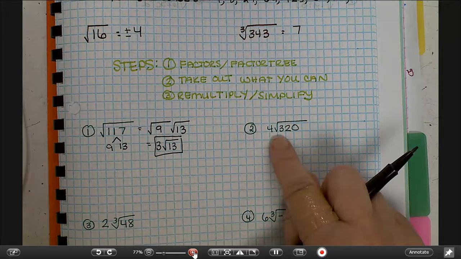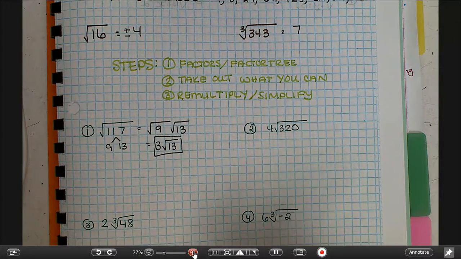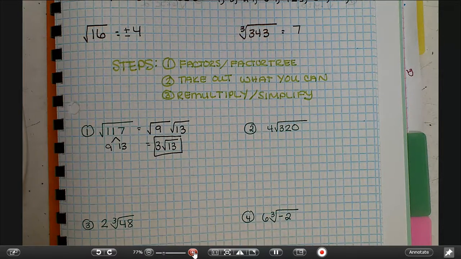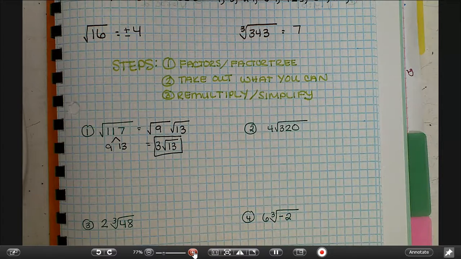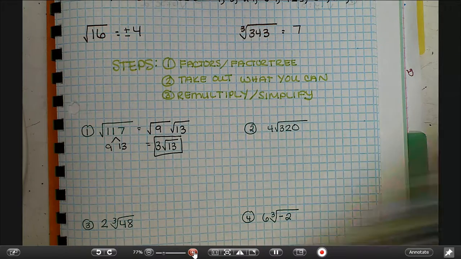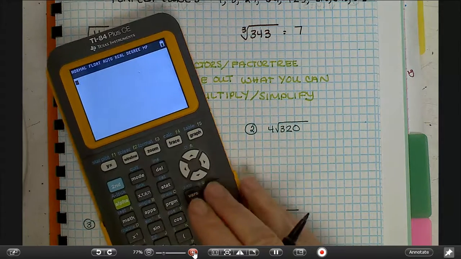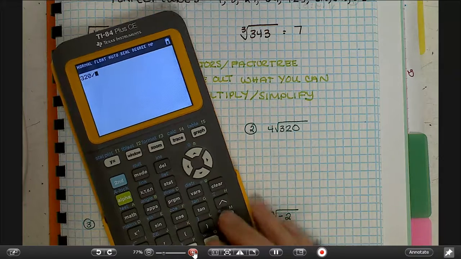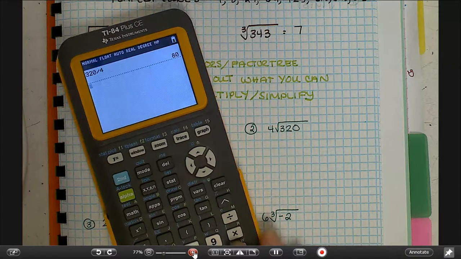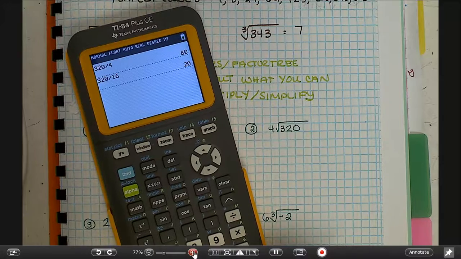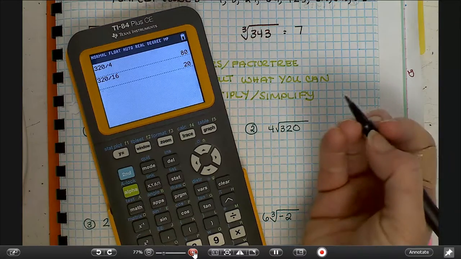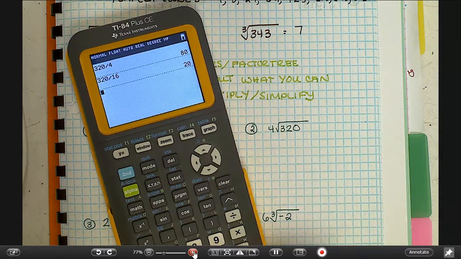All right, the next one, 320. So I'm going to see, obviously that's divisible by 4, but I feel like it's got to be divisible by maybe 16. Nope. So what I'm doing over here is I'm just trying the perfect squares. 320 divided by 4 for sure, but more than that. 320 divided by 16 does work, okay? All right, and there's even more than that, so let's try it again.